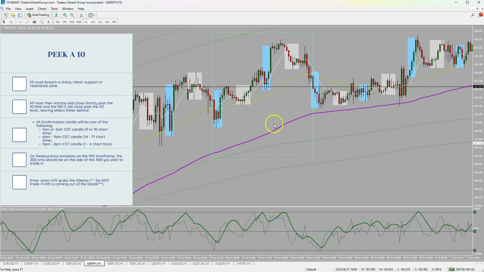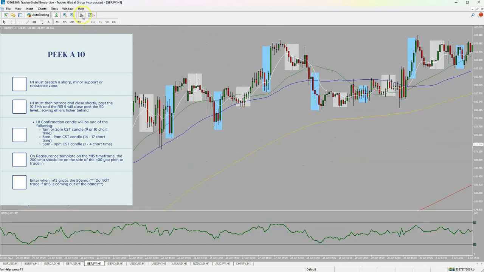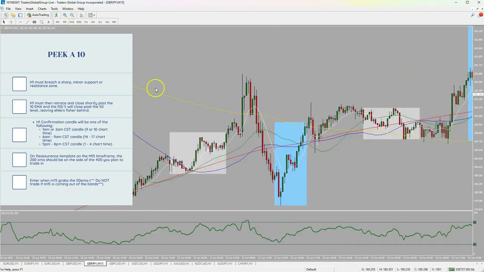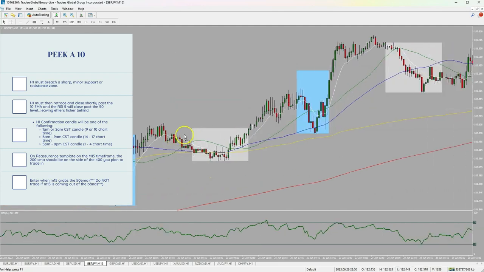The fourth rule is that we need to go to our reassurance template. So I'm going to switch templates here. And if you don't have my templates or my indicators, they are in the description of the video. So look down in the video description and you can download all of that. But I'm going to switch this over to my reassurance template, excuse me. And I need to go down to the 15-minute time frame. And we were on June 27th.